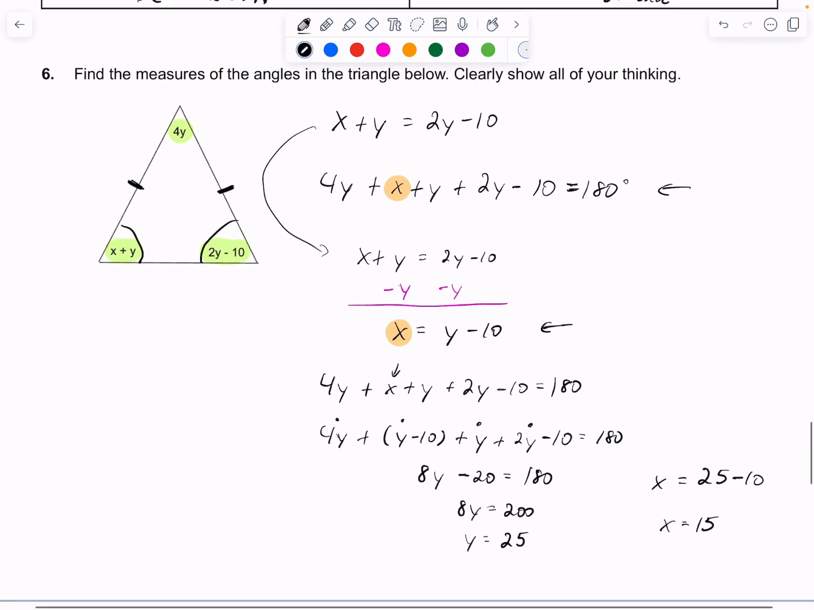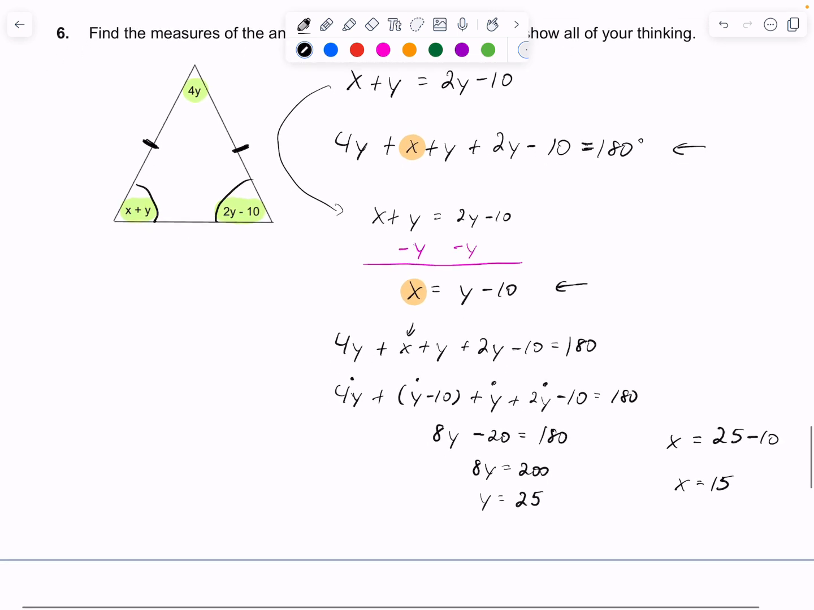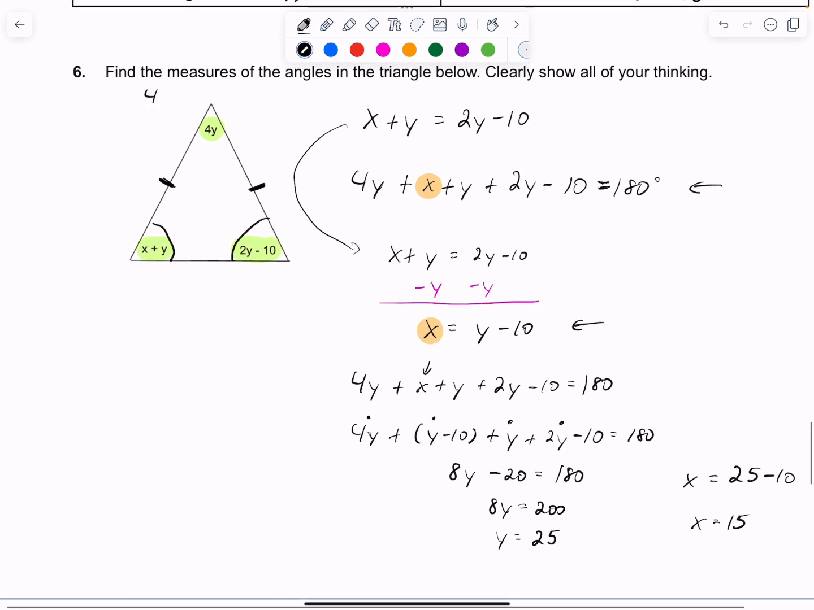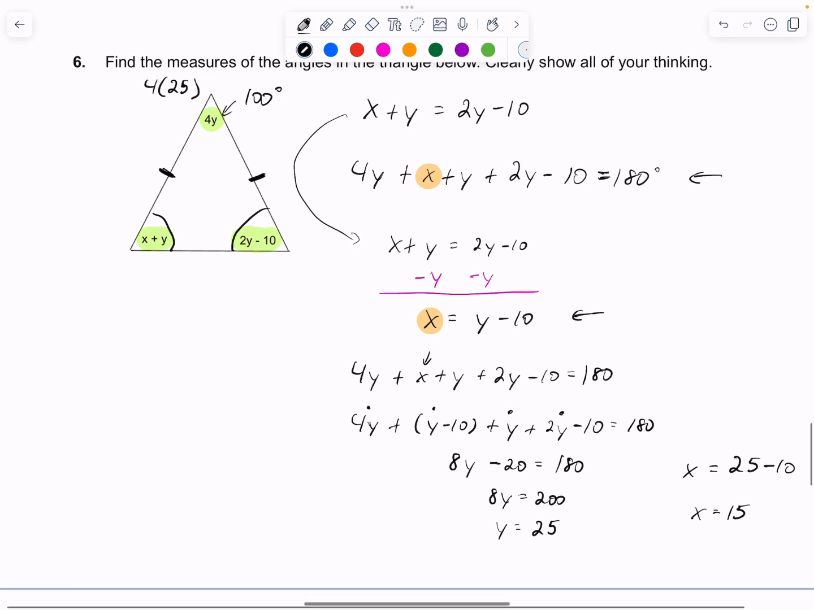Now that's not what the question is asking. It wants to find the measures of the angles. So I'm just going to go back here and plug in the stuff that I figured out, X and Y, to figure out these angles. So that's going to be 100 degrees. And then you can probably figure this out without plugging it in, but I'll go and plug it in. 15 plus 25, plugging this in is 2 times 25 minus 10. Again, because it's isosceles and it has to add to 180, you have 80 degrees left between those other two angles, and they have to be equal. So both of these are going to be 40 degrees, which matches the math when we plug them in.